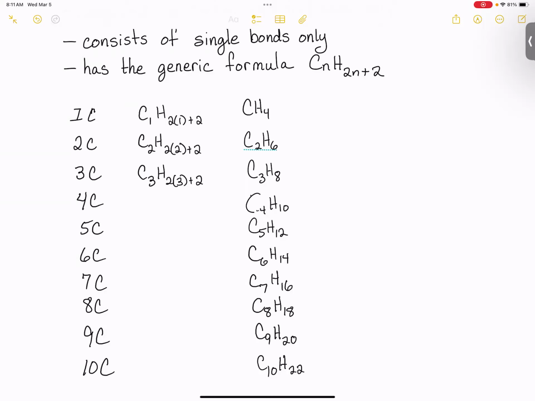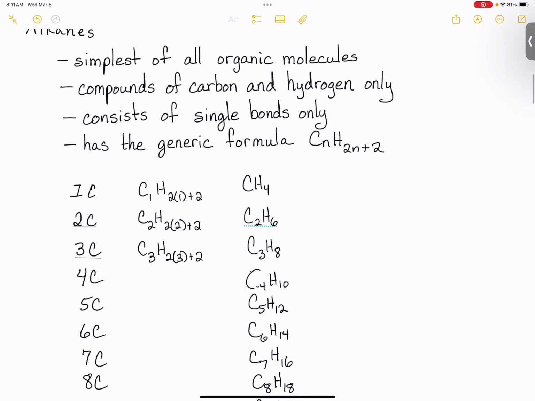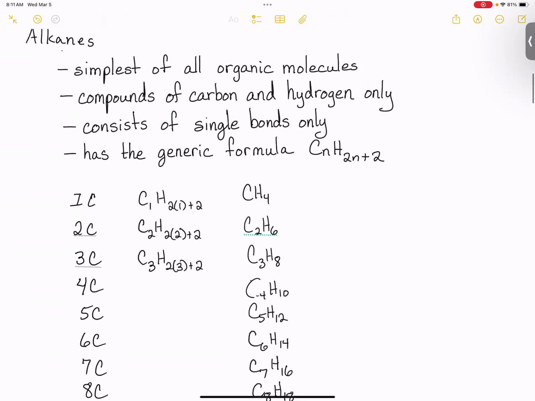Now, naming these. One thing that you're going to note when I name them is that all of them are going to end in A-N-E. That A-N-E tells us that it is an alkane, and therefore it's carbon and hydrogen only, and therefore it's going to be single bonds only. If the ending is anything other than A-N-E, then it changes the identity of the type of compound we're working with.